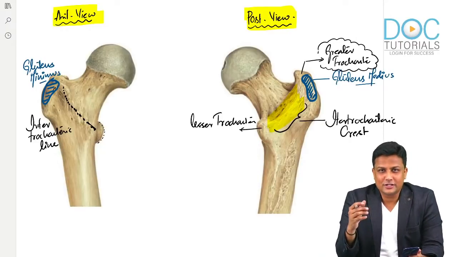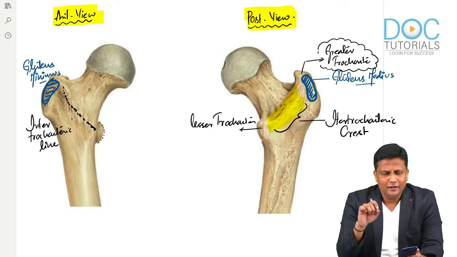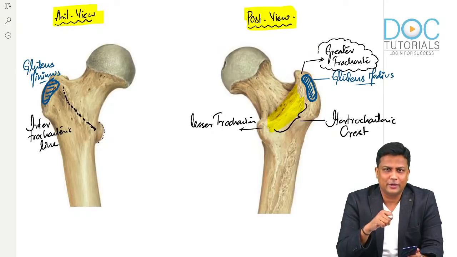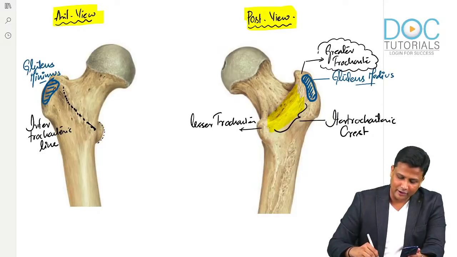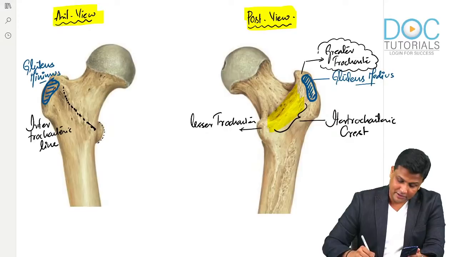Now let's move towards the FMG exam. Recently, in last year's exam, 2020, it was an image-based question, and they marked the lesser trochanter and asked what is the muscle inserting onto this lesser trochanter. Remember, the muscle that is getting inserted onto this lesser trochanter here will be the iliopsoas.